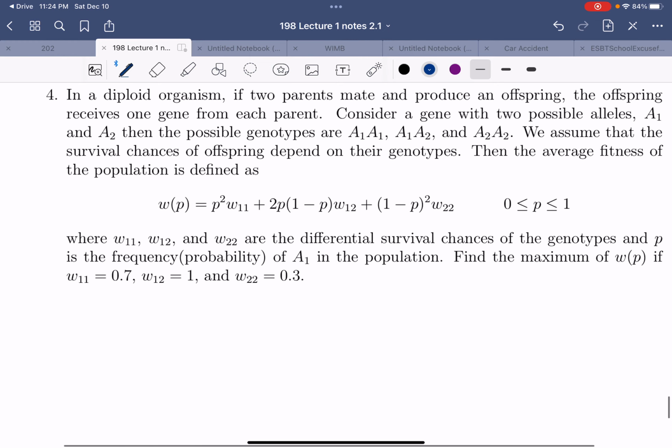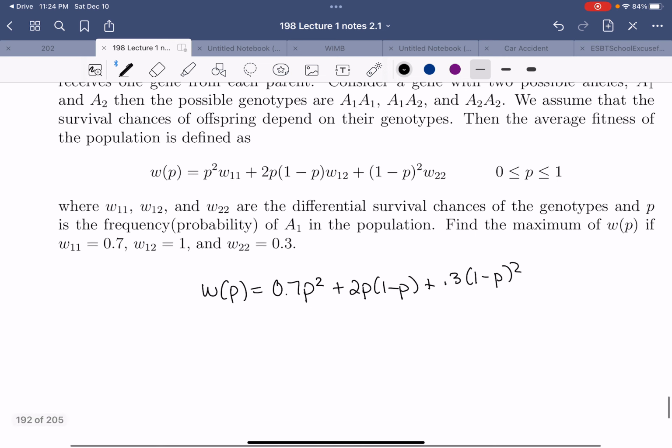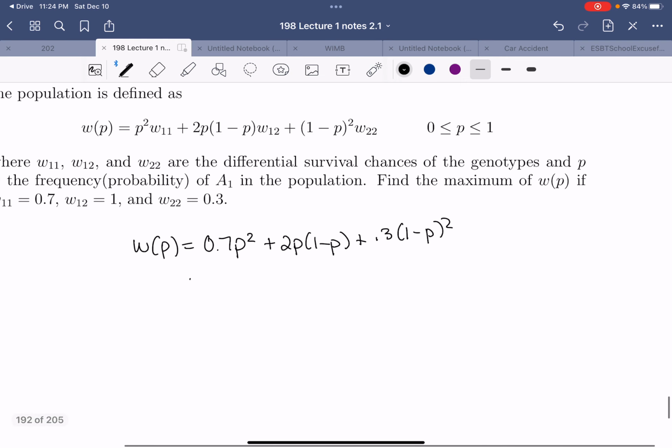Here's another one that's similar with endpoints. So we're given the function W of p. So W of p is equal to, now they give us all of these numbers. So w11 is 0.7, so this is 0.7 p squared. Our w12 is 1, so you're going to have plus 2p times (1 minus p). And then w22 is 0.3, so 0.3 times (1 minus p) quantity squared. And let's just multiply this out. This is a little bit annoying, so let's just do it.